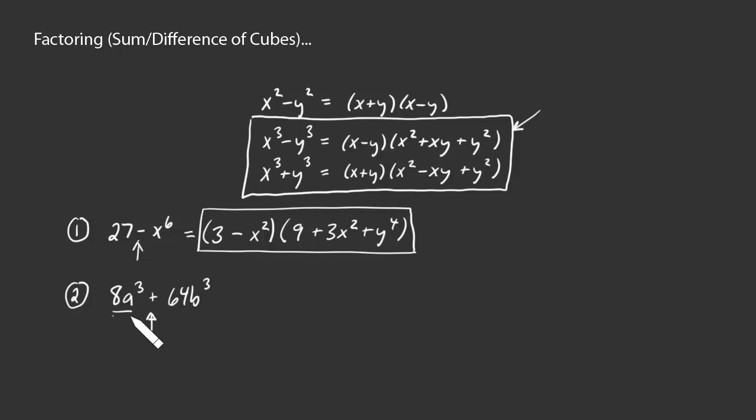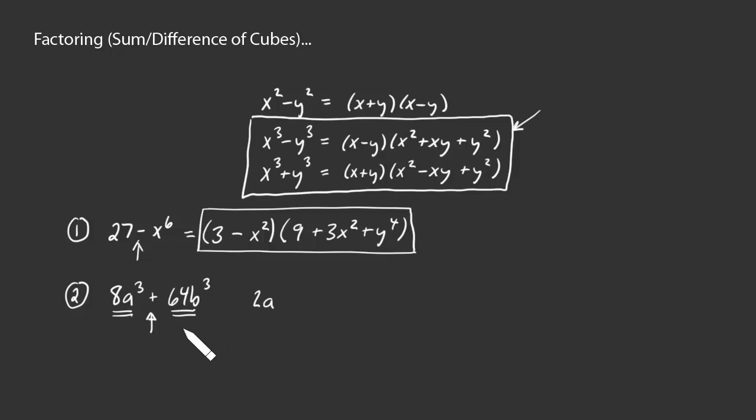The question is, is that something that represents a perfect cube? What could we cube to get 8a cubed? Well, it's pretty clear we're going to need an a. And to cube something and get 8, we must be talking about 2. So 2a would work there.